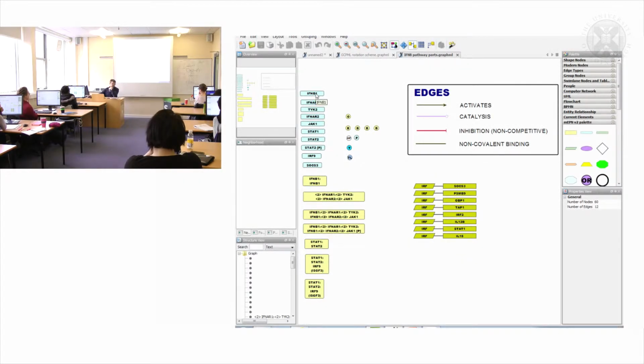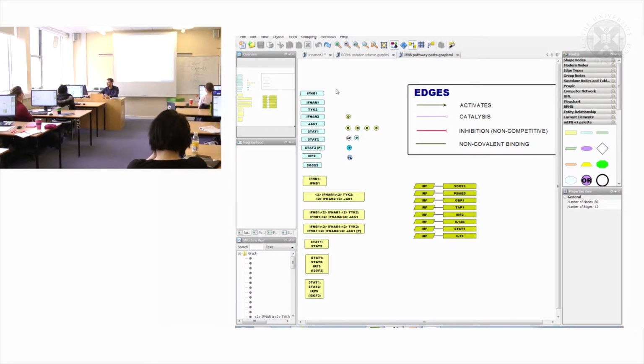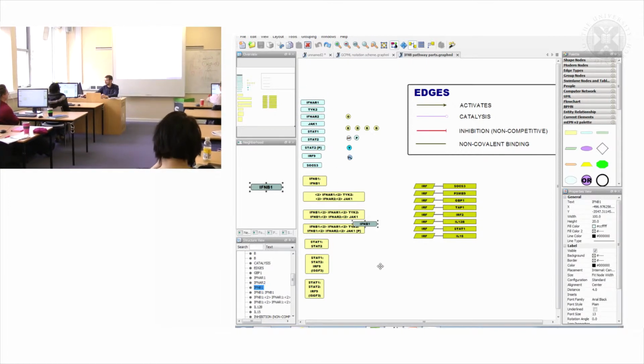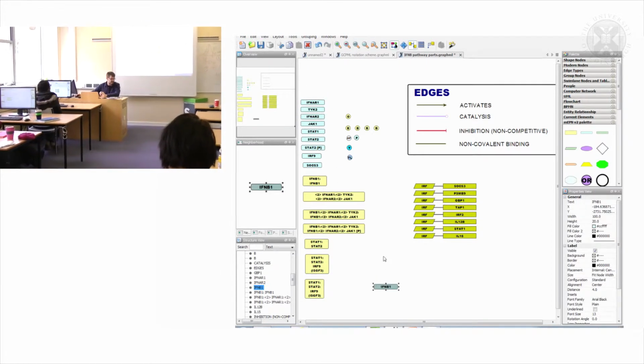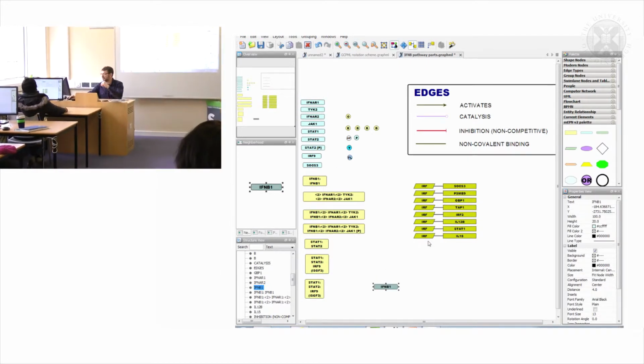So our primary mover and shaker here is interferon beta. Whoops. And that's one of the things that happens. If you do that, just Control Z will take you away. So I'm going to pull it out here. So interferon beta is the beginning of the pathway. This is how we describe it.